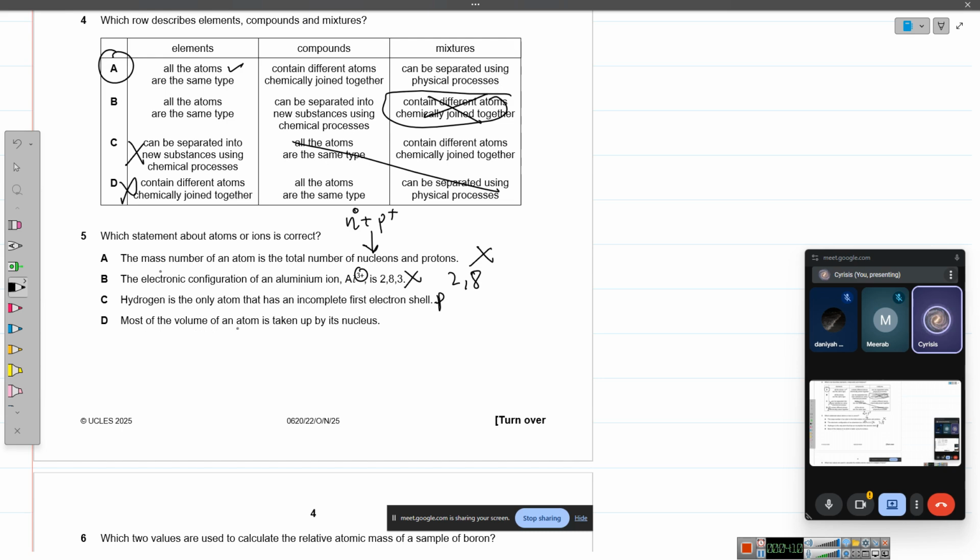Most of the volume of an atom is taken up by the nucleus. No, nucleus is infinitely small compared to the size of the atom. So C is the only viable option we have got left. Remember, in such questions, always use elimination method, right? Eliminate all the options, even if you have found the correct one. Always eliminate all of them.